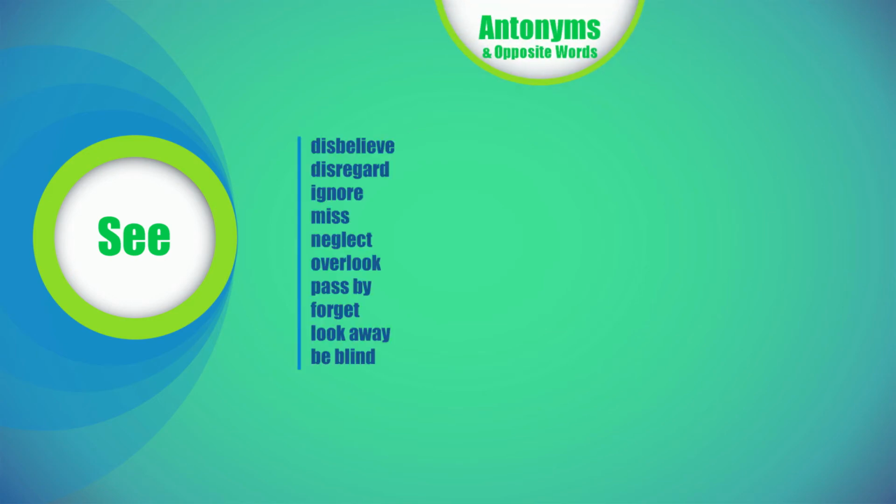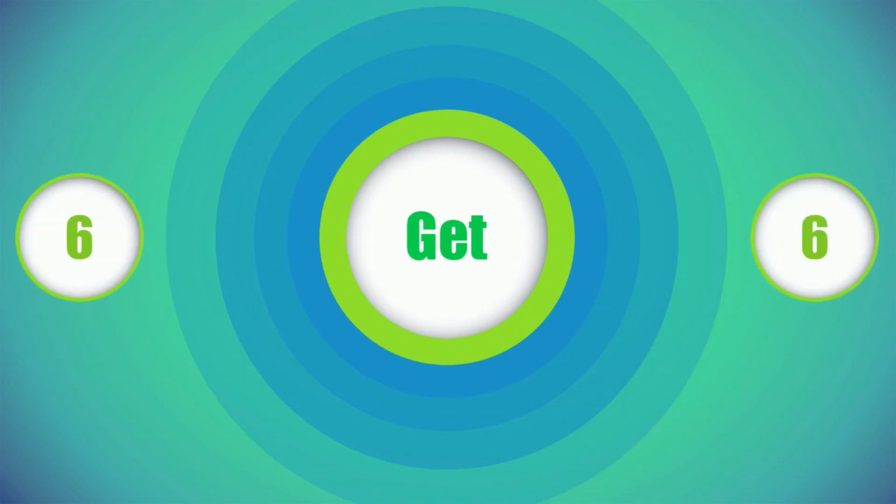Antonyms and opposite words. Disbelieve, disregard, ignore, miss, neglect, overlook, pass by, forget, look away, be blind. The sixth most used verb is get.